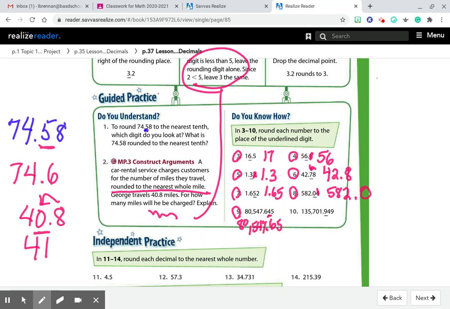And the last one here, 135,701 and 949 thousandths, and we're rounding to the tenths place. So the 4 is going to disappear because it's less than 5. So we have 135,701.9. And there you have it.